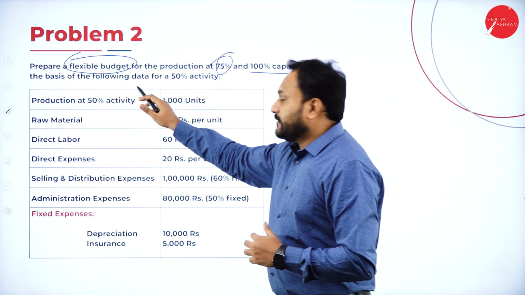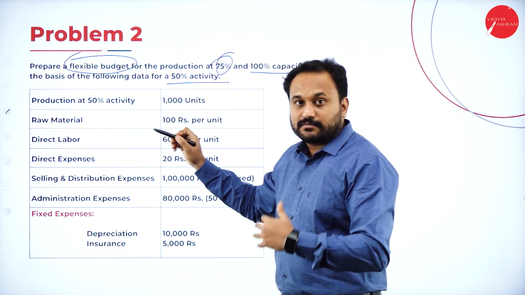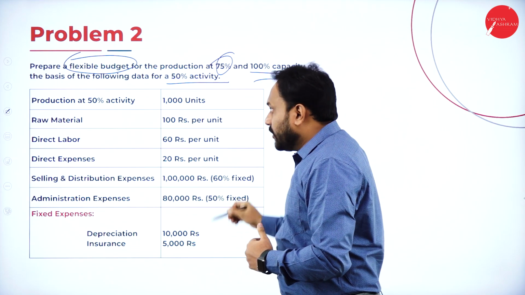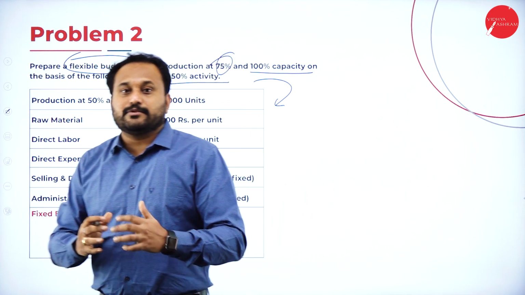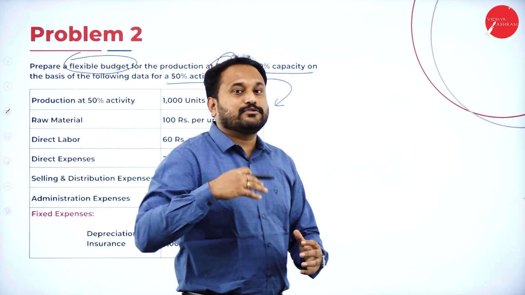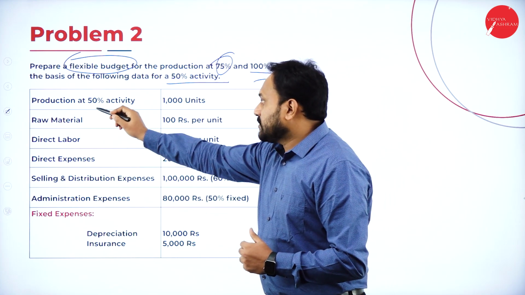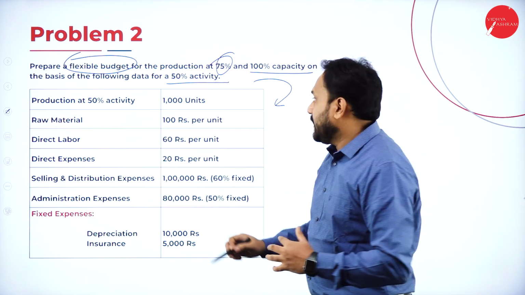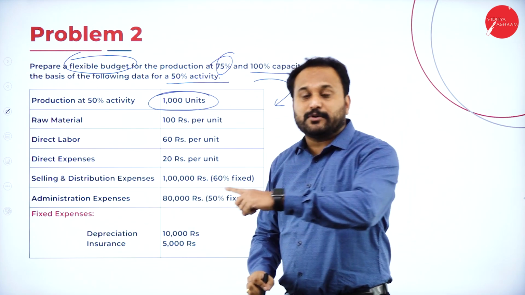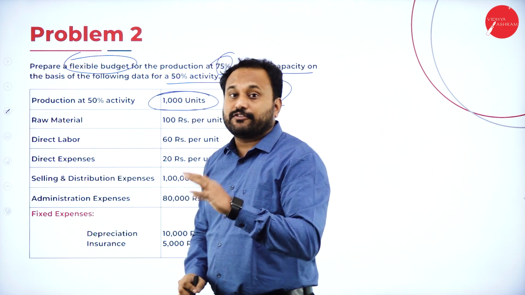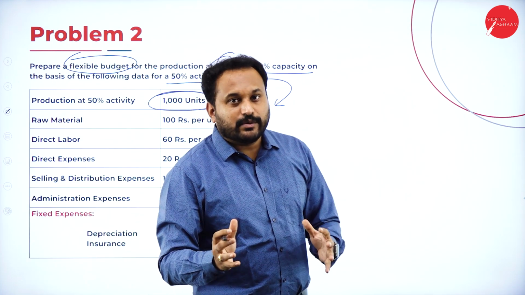Now on the basis of the following data for 50% activity, that means whatever they have given here is for 50% activity. Through that we are supposed to analyze and then calculate for 75% and 100%. Now production at 50% activity is 1000 units. Students, in the first problem, we had production for 5,000 units. Now they're asking us for 1,000 units.